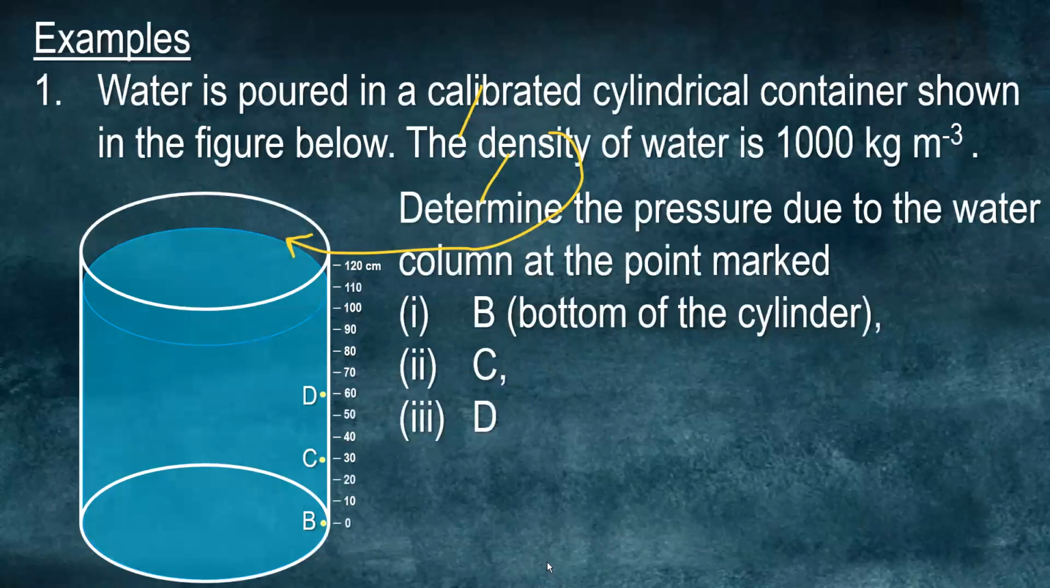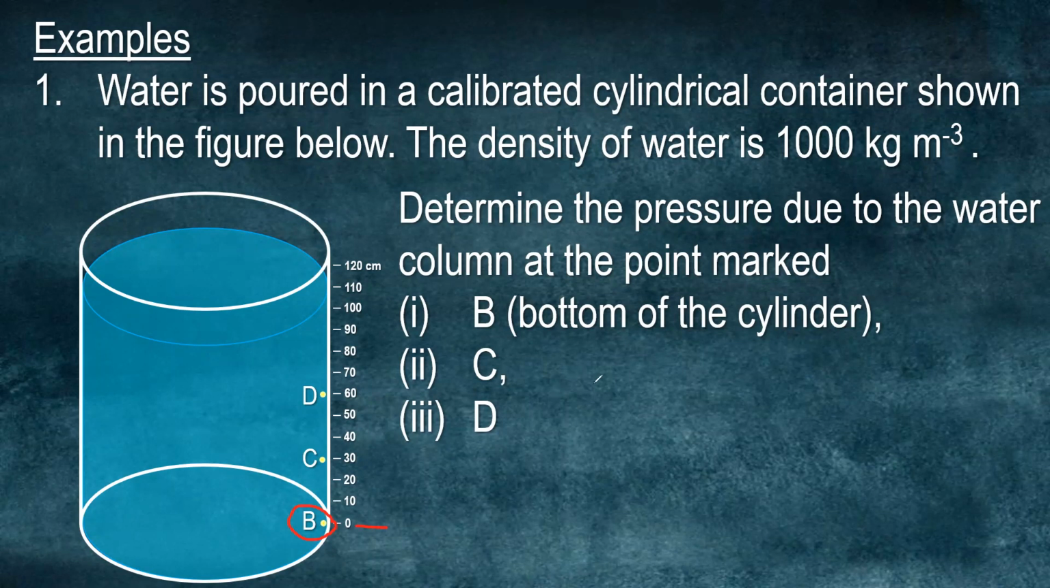Let's look at an example here. I've got to remove this annotation. Let's look at this example. Water is poured in a calibrated cylindrical container shown in the figure below. The density of water is 1,000 kilograms per cubic meter. Determine the pressure due to the water column at the point marked B. So we are starting with a point marked B. There is a point B down here. You can see it, a point B at the 0 centimeter mark. So we want to determine the pressure.